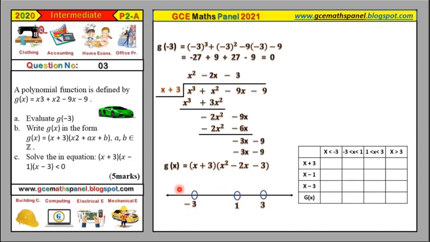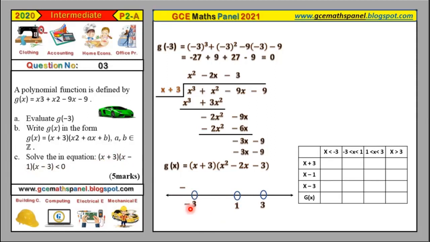So let us start by testing this region where x is strictly less than minus 3. So if you take any number less than minus 3 and put it in this function here, let's take something like minus 5. So minus 5 plus 3 is a negative number. Minus 5 minus 1 is negative, and minus 5 minus 3 is negative. So negative times negative times negative gives us a negative value here. So it gives us negative.